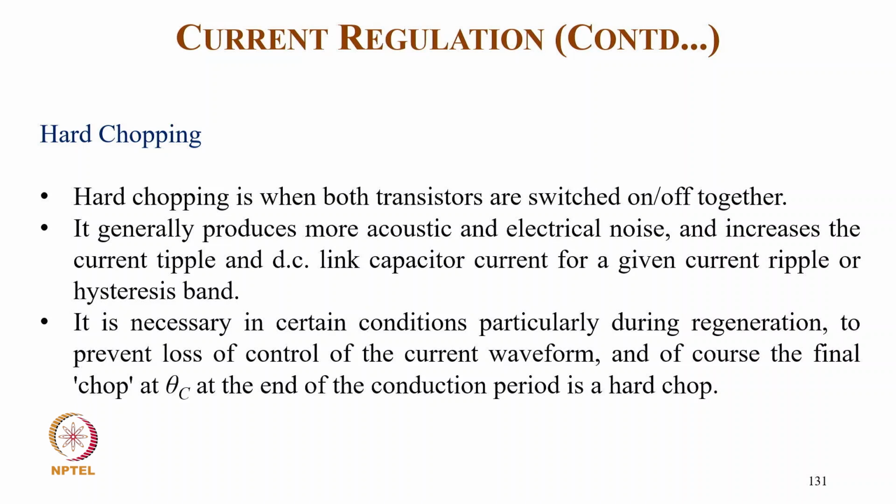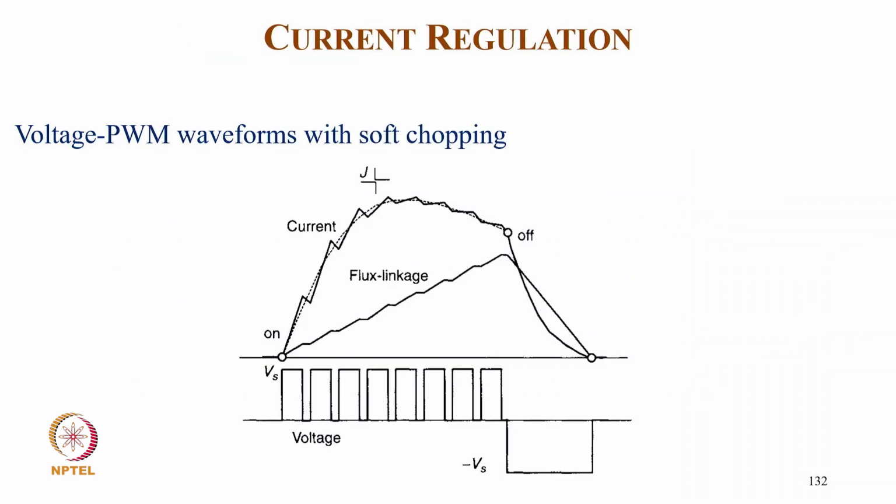Coming to hard chopping. Hard chopping is when both transistors are switched on and off together, and it generally produces more acoustic and electrical noise and increases the current ripple and DC link capacitor current for a given current ripple or hysteresis band. It is necessary in certain conditions, particularly during regeneration, to prevent loss of control of the current waveform, and of course the final chop at theta c at the end of the conduction period is a hard chop. This is the PWM waveform with the soft chopping.